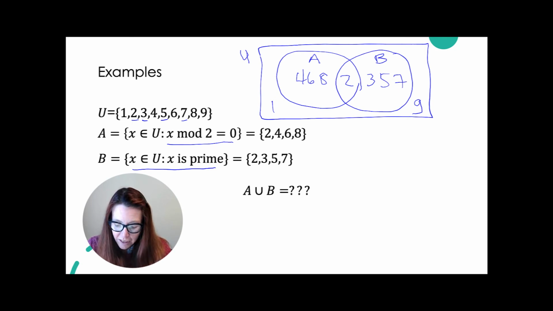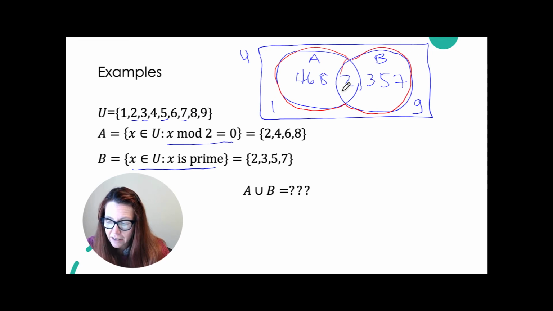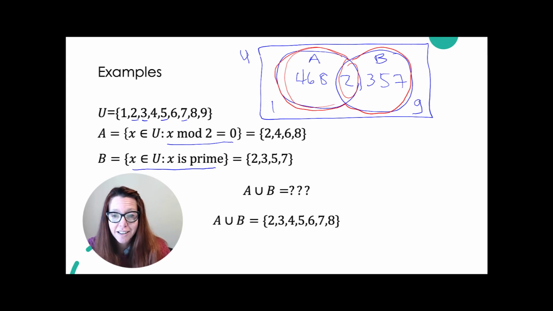And so what we're looking for in this case is all of those elements that are in either A or B. So they can be in both, that's okay, but we're going to account for all of them. And in fact, the only elements that are not in that set are 1 and 9. So it's 2, 3, 4, 5, 6, 7, and 8.